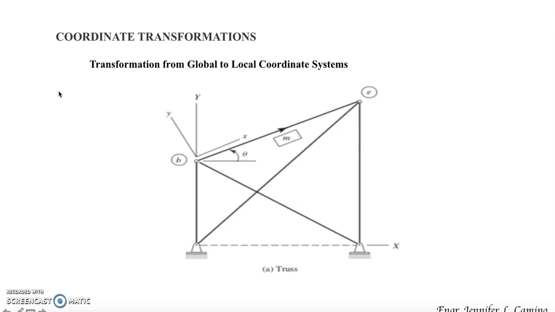So for coordinate transformation, when members of a structure are oriented in different directions, it becomes necessary to transform the stiffness relation for each member from its local coordinate system to a single global coordinate system selected for the entire structure. So we have to take note that the member stiffness relations are expressed in the global coordinate system and then combined to establish the stiffness relation for the whole structure.